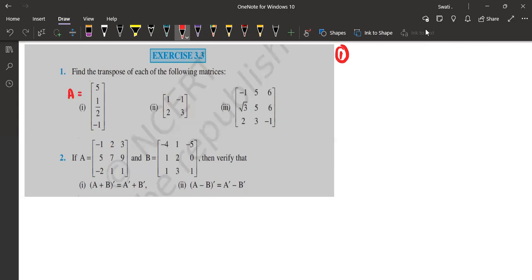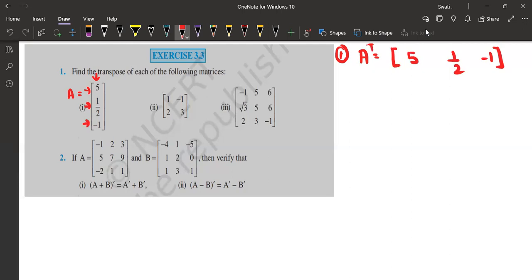How many rows we have? We have 3 rows. How many columns we have? Only one column, right? Now, we need to find out the transpose of this, correct? So what are we going to do? We will just change this. This is a column matrix, okay? Remember what is a column matrix? A matrix which has one column, okay? That is called a column matrix. So we will make it a row matrix by just changing it to 5, 1 by 2 and minus 1. That is it. This is the answer.